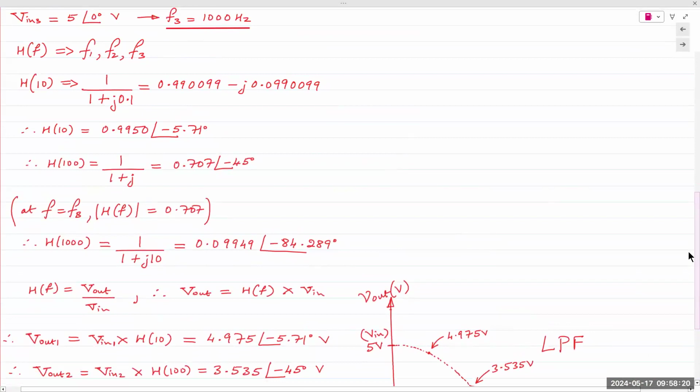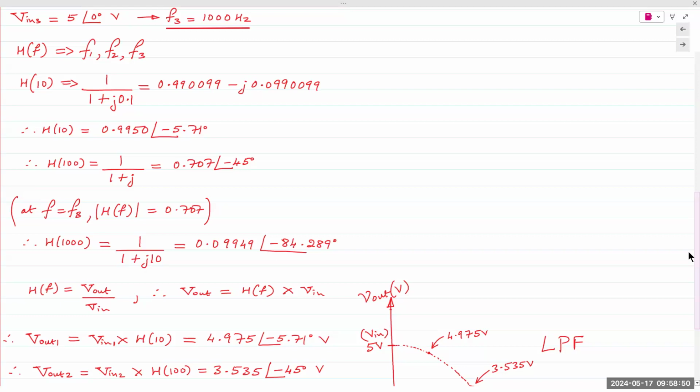You get real and imaginary parts as close to 1 as possible, which makes sense because my cutoff frequency is 100 hertz. All frequencies below 100 hertz should be allowed to pass through, right? The first input component is 10, which is lower than 100. It should be allowed to pass through without any reduction in its peak values, right? So 0.9950, when I convert it into phasor form, with an angle of minus 5.71.